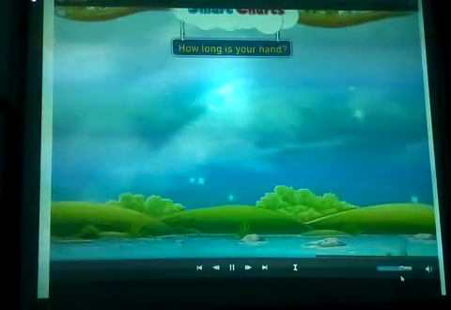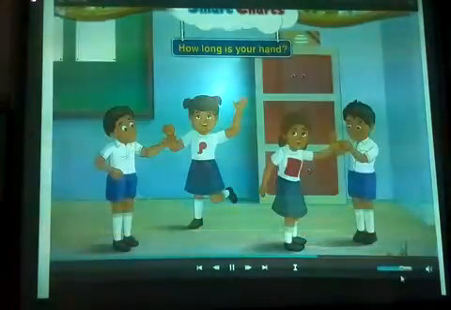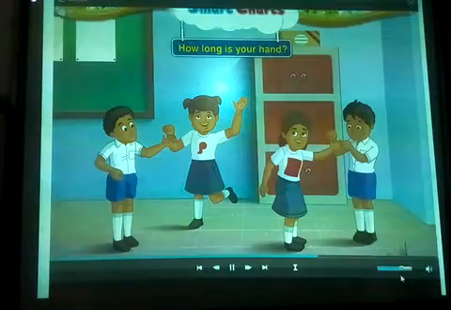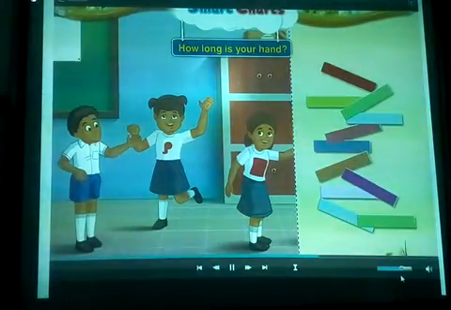How long is your hand? To complete this activity, follow the instructions. Make a group of 4 friends. Cut strips from waste paper. The strips should be of the same width.